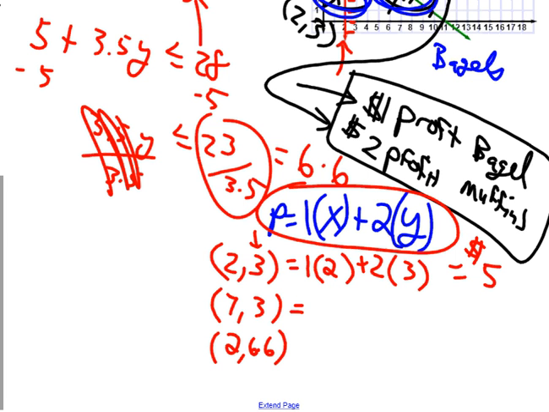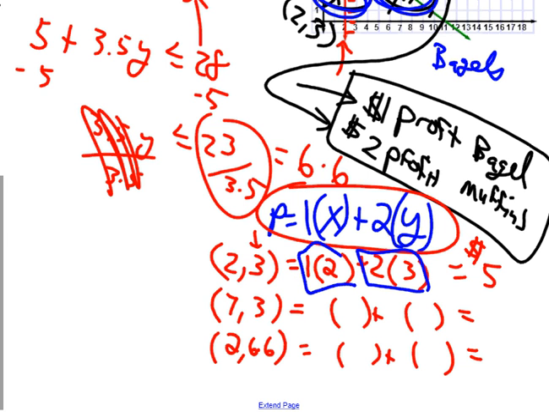All right. 7, 3. Would you please put that into the little equation and tell me what profit you get there. And lastly, put in 2 comma 6.6. I'm going to pause for a second while you optimize this. And basically what we're doing is trying to figure out which one has the most profit. Do you have a question first before I pause? Okay, my bad. Thank you.